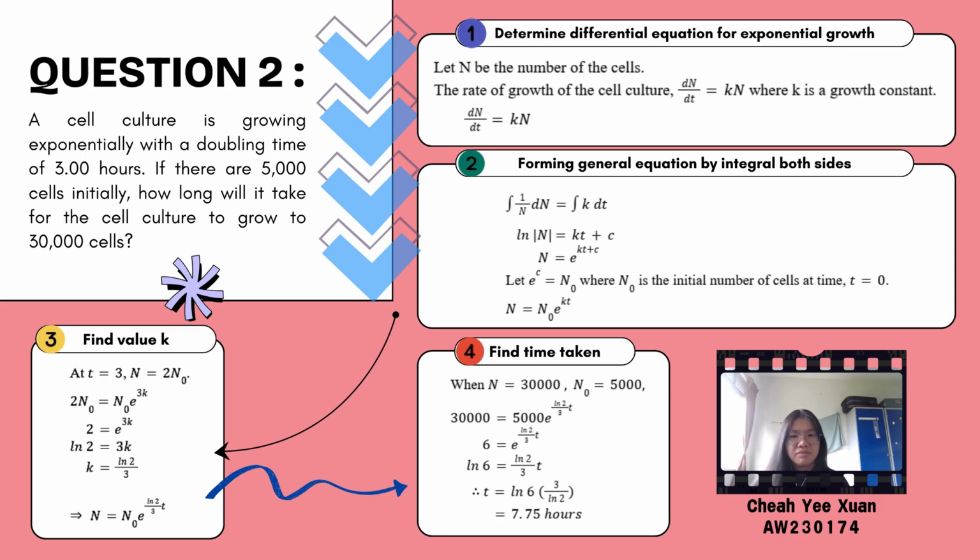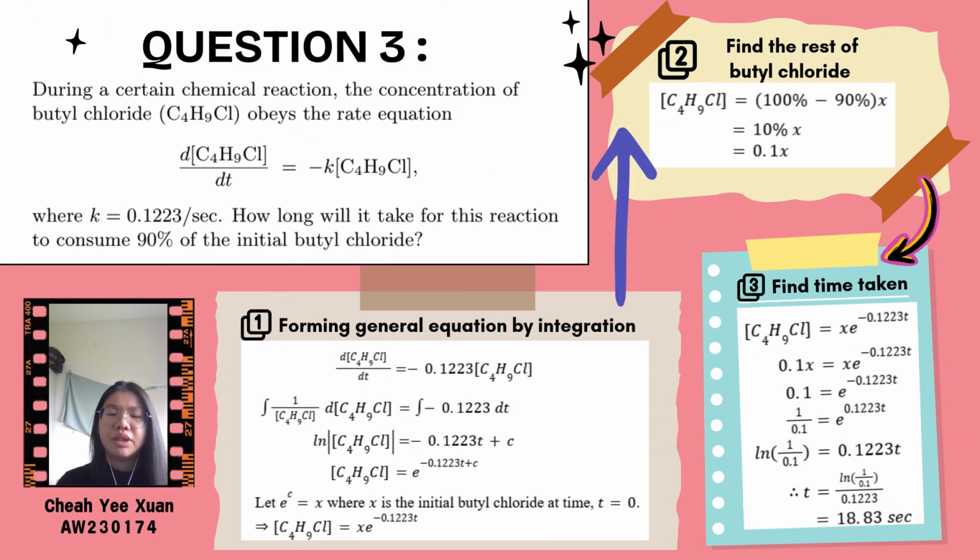and N naught will be 30,000 cells. For question 3, we form the general equation by integrating the given rate equation and substitute the value of k to obtain the complete general equation. And given the situation to consume 90% of the initial butyl chloride in this reaction, we can find the rest of the butyl chloride after the reaction, which is 0.1 of the initial butyl chloride. And we substitute all the requirements into the general equation, and we can find the time taken.